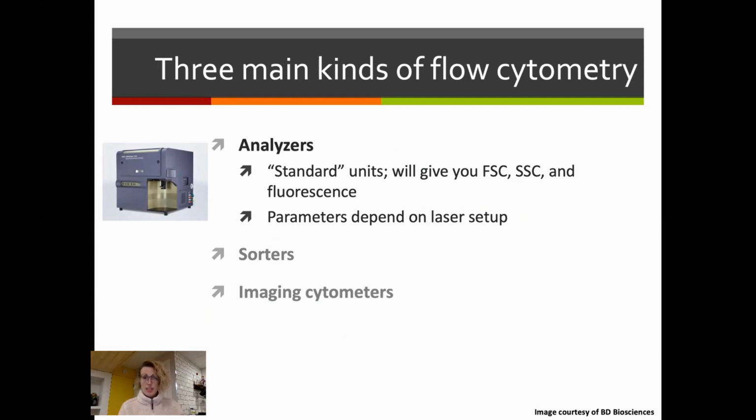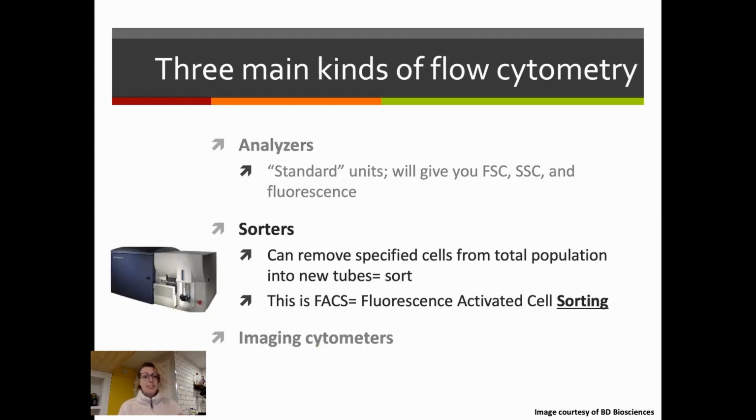Now, in our facility at the Faculty of Medicine and Dentistry here, we have three main kinds of flow cytometers. So the first up are your analyzers. These are the standard units. You get your forward scatter, your side scatter, and your fluorescence, and this is what is generally used to analyze cells.